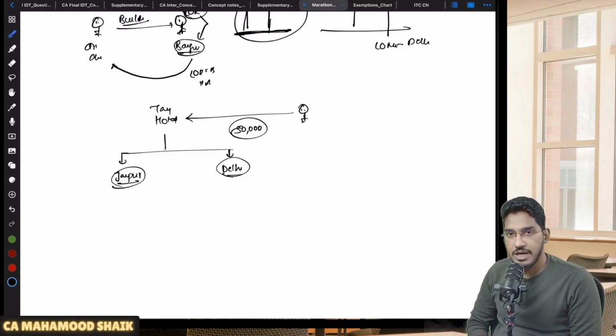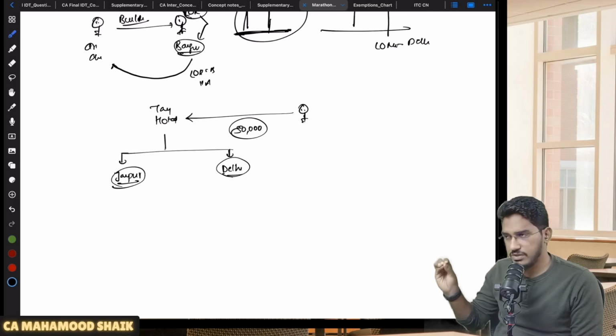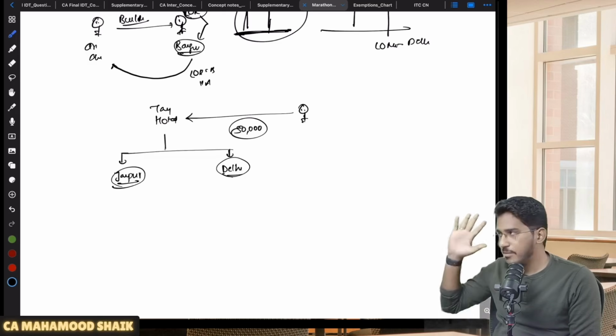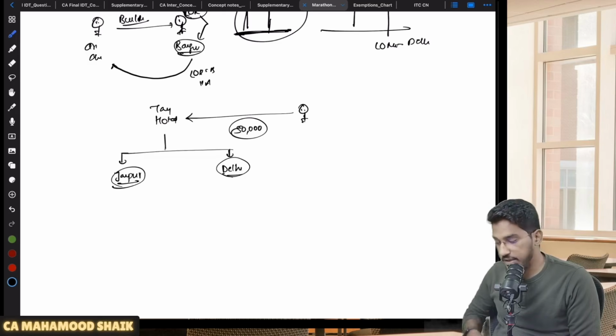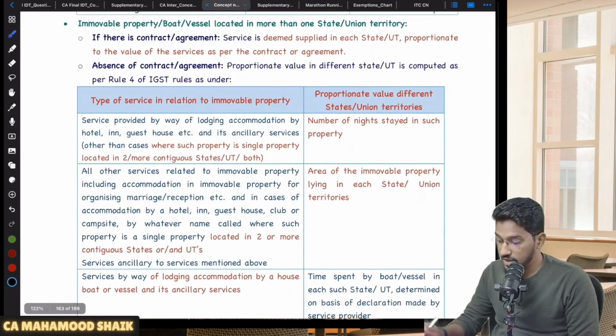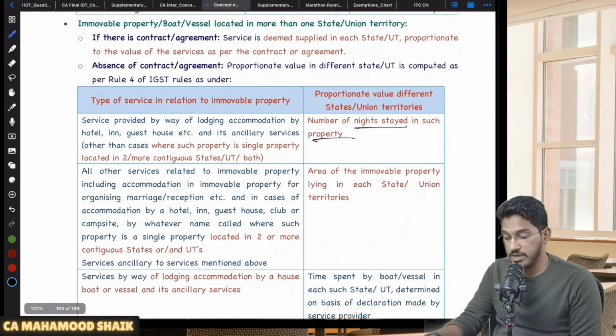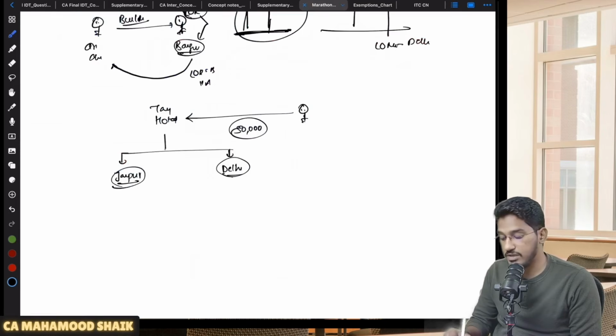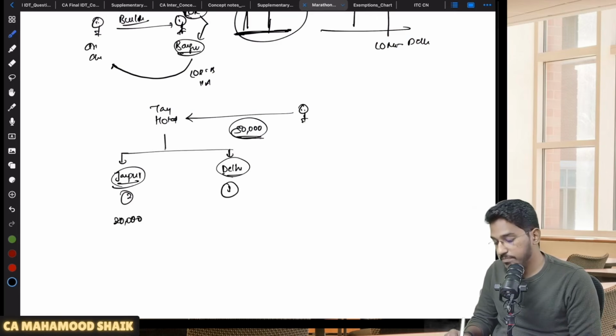But in case the contract or agreement does not provide any bifurcation, in the contract they have told that for 50,000 rupees, we will give you accommodation at 2 places. Bifurcation they have not provided. Then how to determine place of supply? Then there is one rule. That rule says that you have to bifurcate the value on the basis of number of nights stayed in such property. Let us say, for example, 2 nights I'm staying in Jaipur, 3 nights I'm staying in Delhi. So I have to divide this 50,000 in the ratio of 2:3. So I will get 20,000 for Jaipur, 30,000 for Delhi.